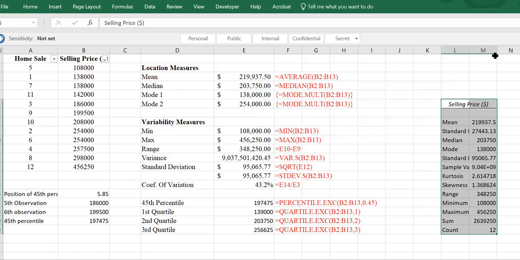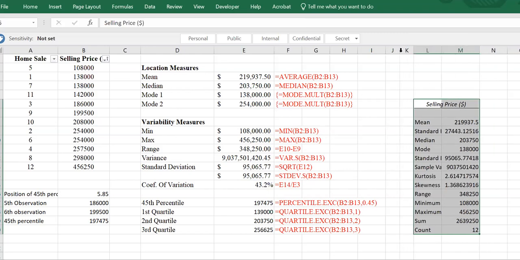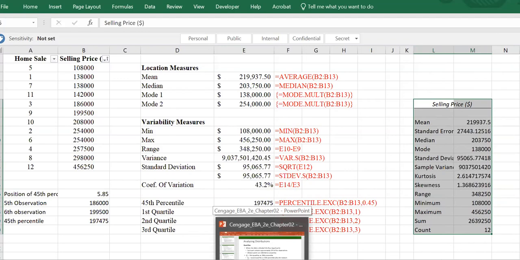That's just for your information, but you should be able to use these formulas. Most of the time, you don't need to call this tool pack. You just need to write down the function and get these values. All right.